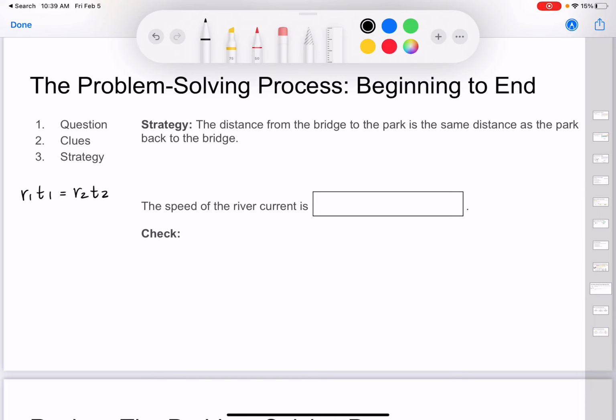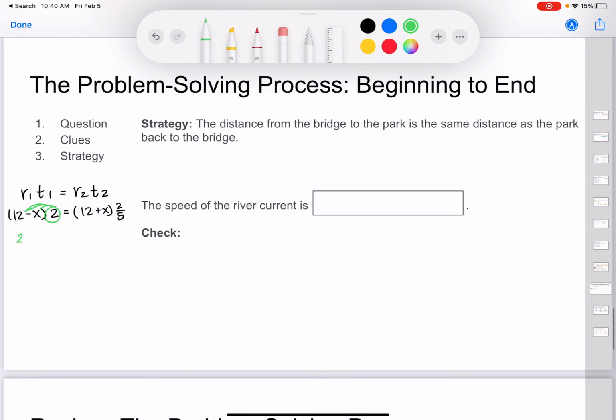r1 is 12 minus x times 2 equals 12 plus x times 2/5. And so what we want to do is find x, where x is the speed of the river current. So the way we're going to do that is I'm going to go ahead and distribute this into these, which will give me 24 minus 2x, which is equal to 24x over 5, okay? And so I want to do that to this side as well.